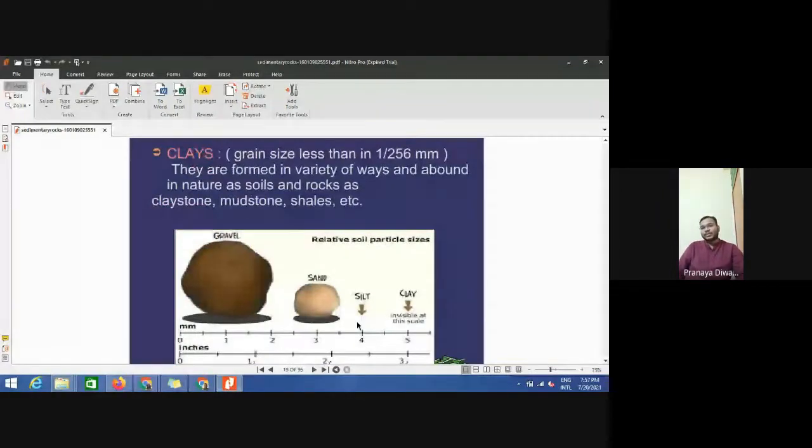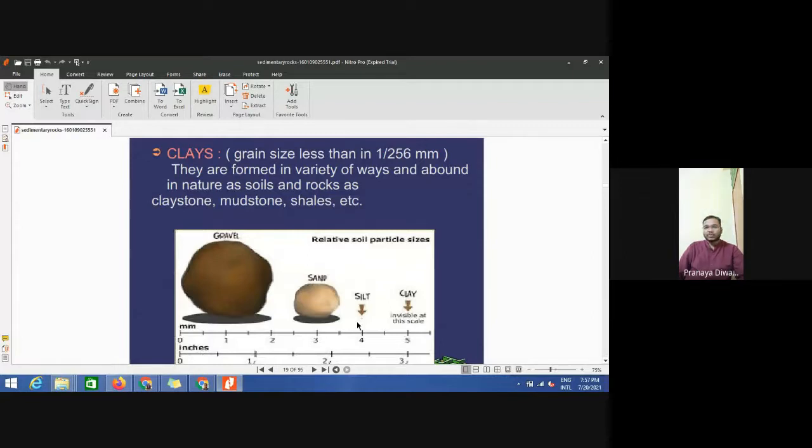This is an image showing the comparative size between all of these. When the grain size is less than 1/256 mm, it is known as clay. They are formed in a variety of ways and abound in nature as soil and as rocks such as claystone, mudstone, shale, etc.